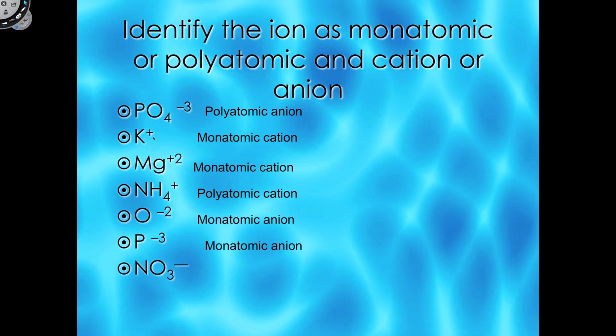And then last, nitrate, NO3, we see it has two or more, in this case just two elements, so it's polyatomic. And we see it has a negative sign, so that makes it an anion. You'll notice that there's no 1 after the negative sign. Again, the 1 is optional. So that makes this a polyatomic anion. All right, so that's part 1 of our formulas and nomenclature PowerPoint.